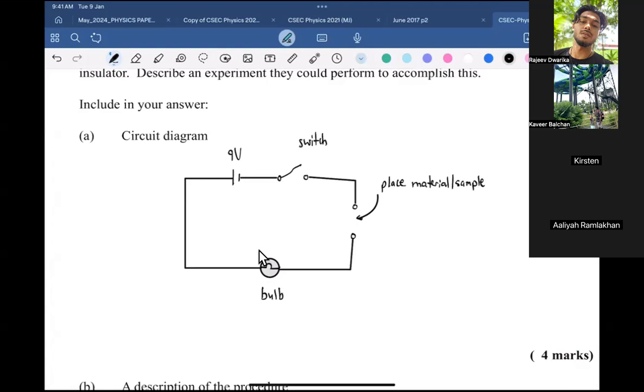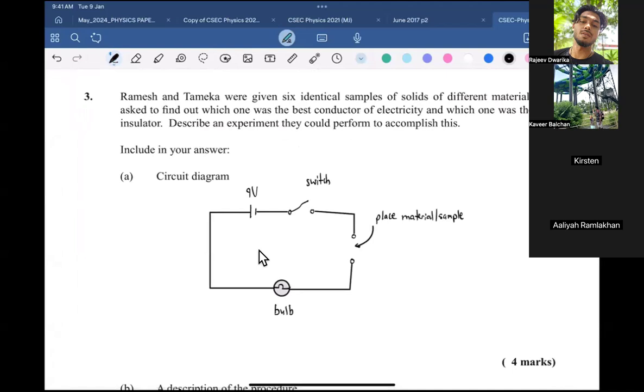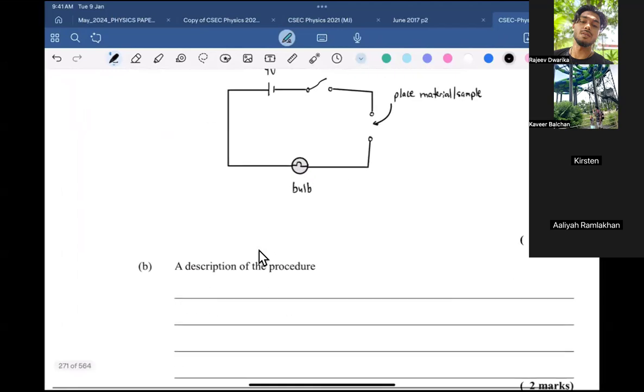Alia, how would we know if one of them is the best sample, the best conductor? What would I see in the bulb if it's the best conductor of electricity? The light. What about the light? How bright it is. Yes. So let me describe the procedure.